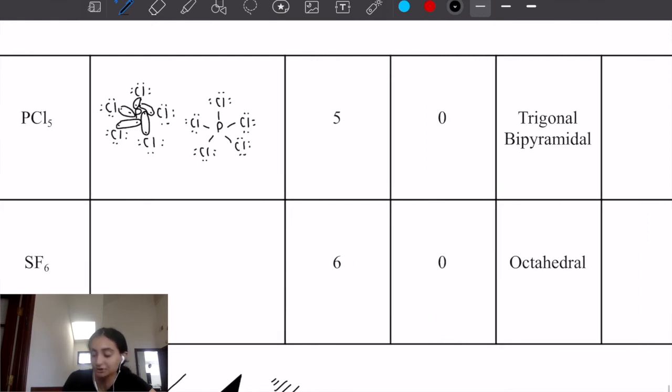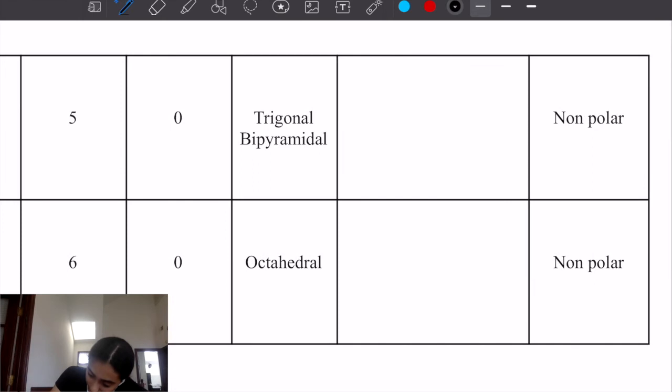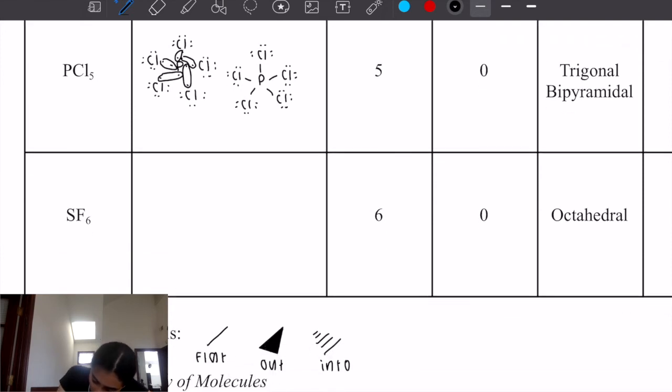And so we have trigonal bipyramidal, that is 5 atoms bonded to the central atom with no lone pairs on the central atom. I'm going to draw it like this. So I have 3 flat wedges, 1 wedge coming out, 1 wedge going into the paper, and this is a non-polar VSEPR diagram. Next, we have octahedral.